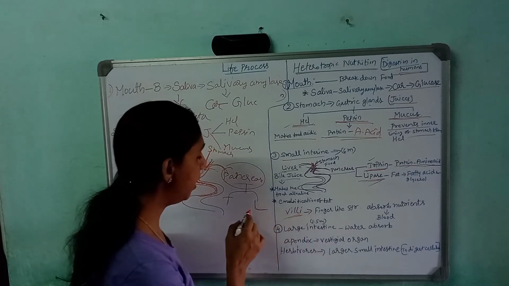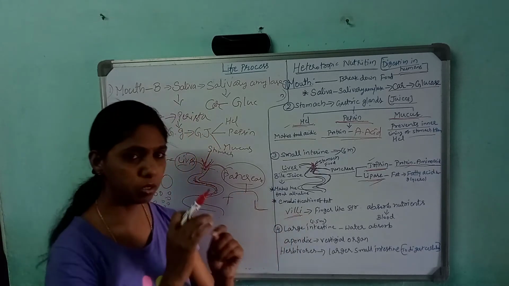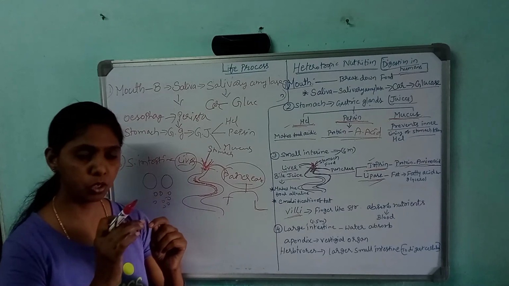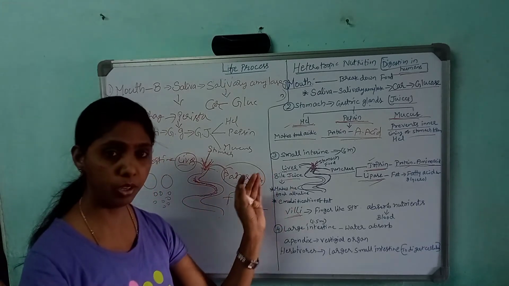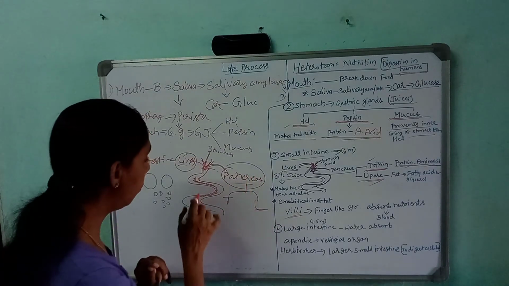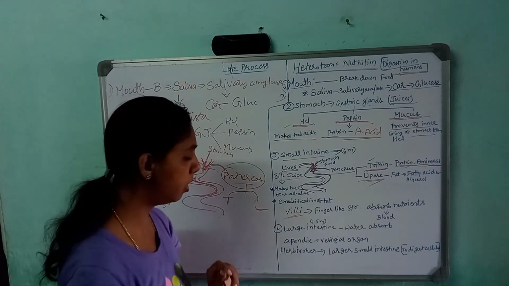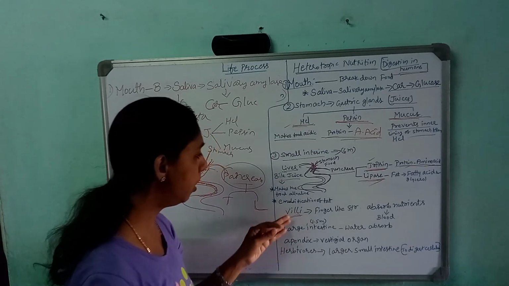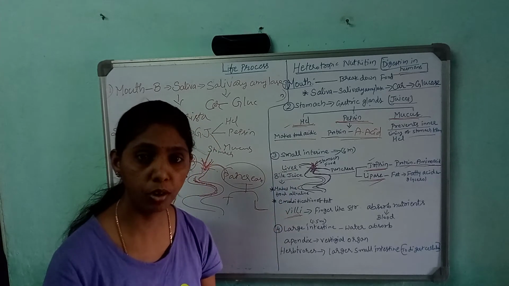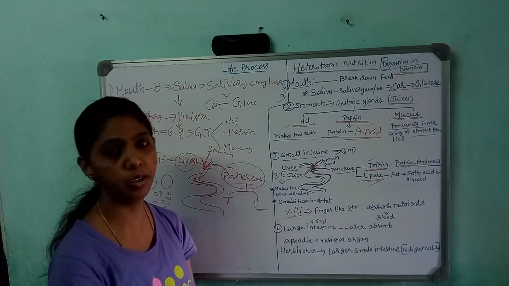So many villi are there. Due to the finger-like projections, the lengthy villi are occupied in a small space. So they absorb the nutrients and pour them into the blood. So that is there in the small intestine. These are the functions which go on in the small intestine.